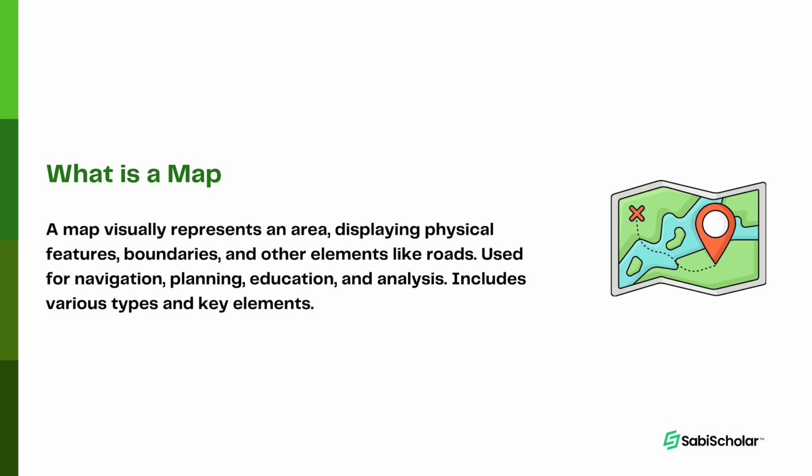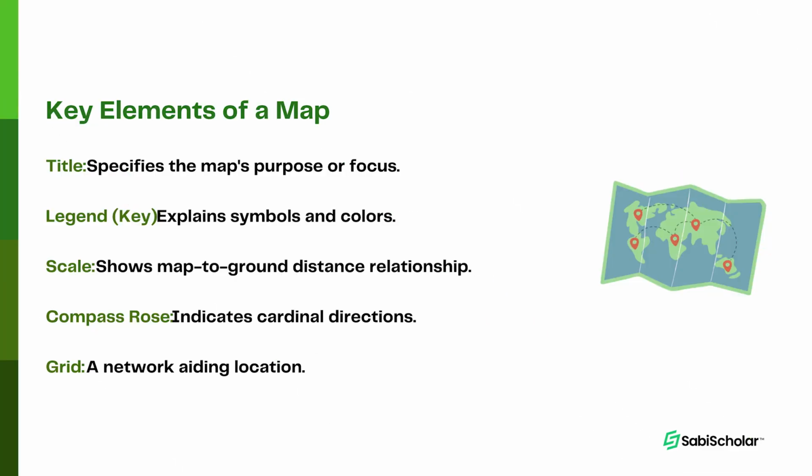So essentially, some of the key elements and types of maps, in this case, first of all, let's look at the key elements of a map. First thing you have to note in a map is that a map always has a title, or should have a title. The title indicates the purpose and the focus of the map. And the second thing is the legend, or the key. The legend is a combination of symbols or colors that are used on the map, which explains the map.